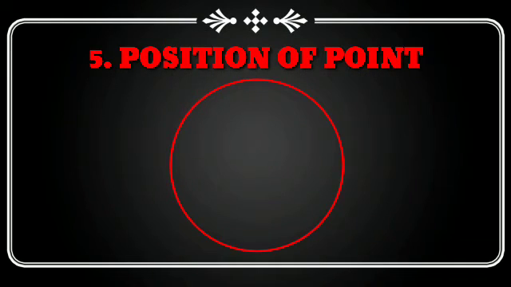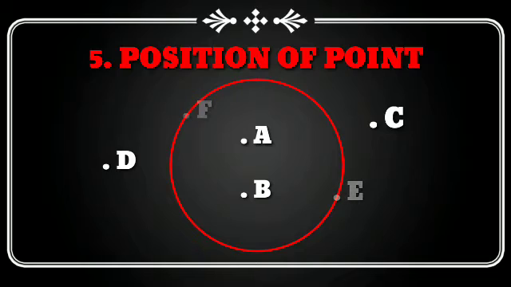Now going to the topic position of point. Here one circle is given and points A, B are inside the circle. So these are known as the interior points. Points C and D are outside of the circle. These points are known as exterior, and the points E and F are on the boundary.